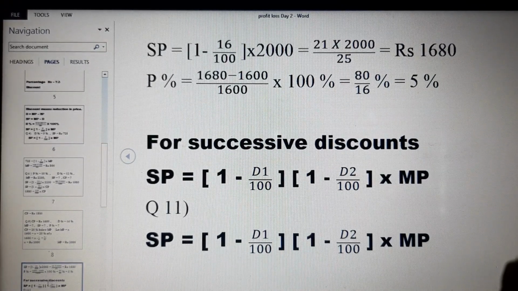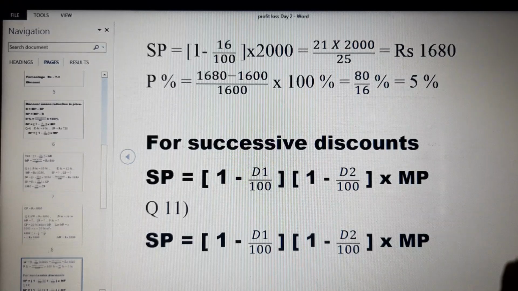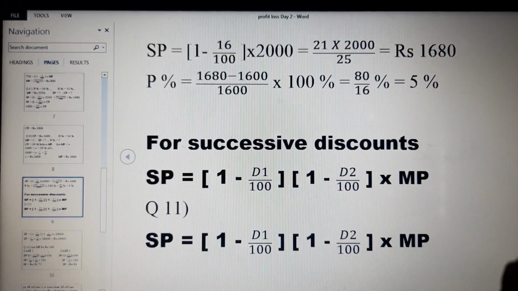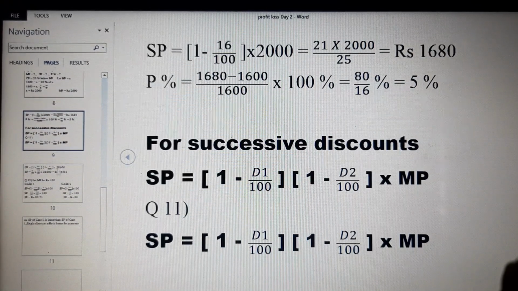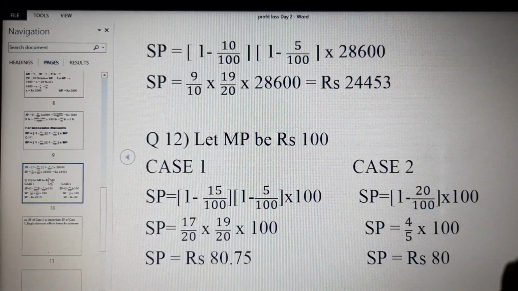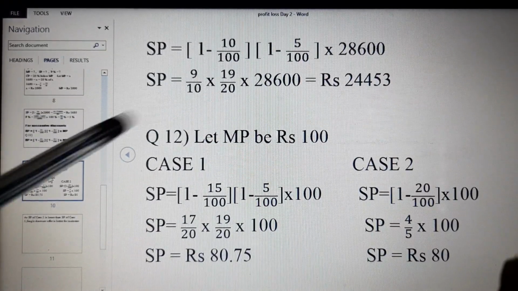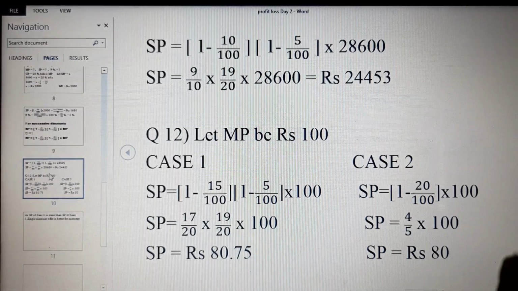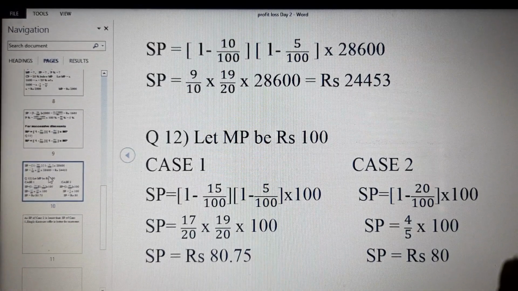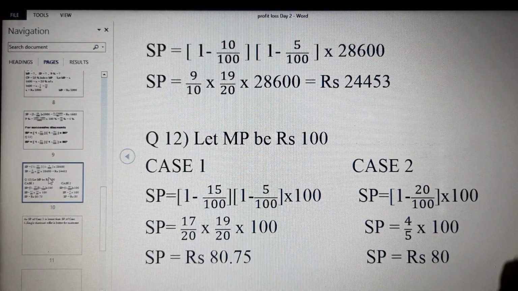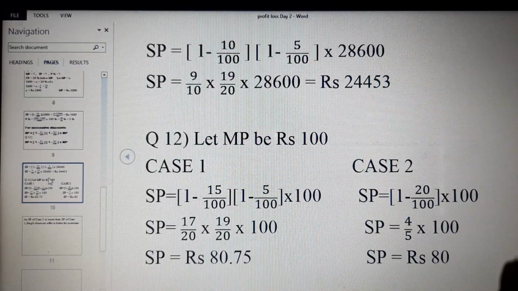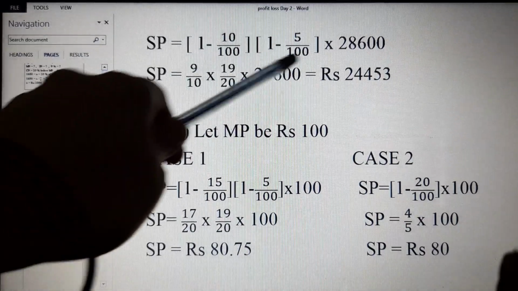Now we will move on to question number 11. Question number 11 says that we have two successive discounts and MP is given. The two successive discounts are 10% and 5%. Clear? So D1 is 10% and D2 is 5%. We'll use the successive discount formula.